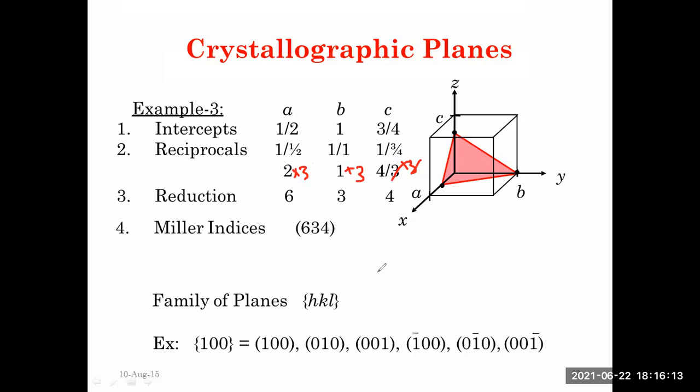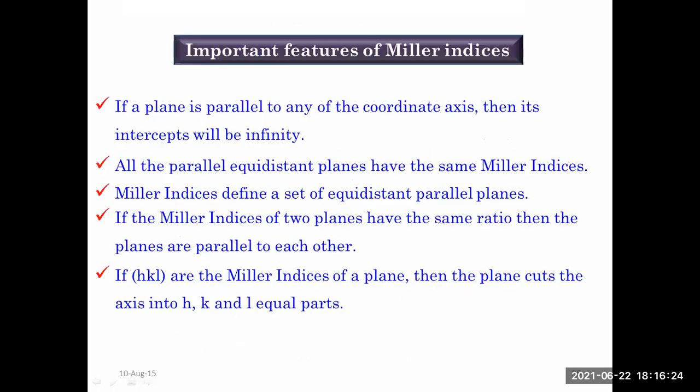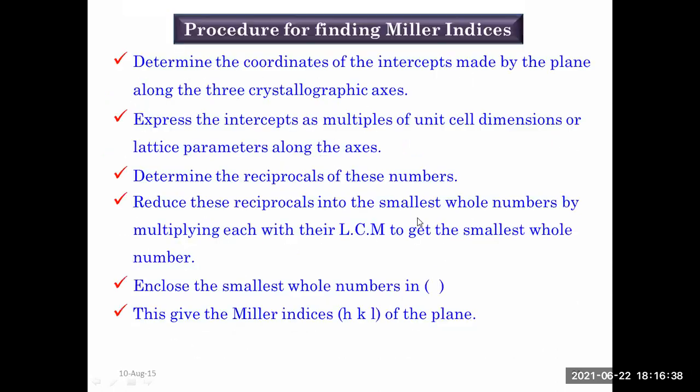So I think that you got a very clear idea regarding how to do these problems, right? Now I can just say different planes. Now, what is the important feature? The first one we have discussed. Now all the parallel equidistant planes have the same Miller indices. Miller indices define a set of equidistant parallel planes. Just now I have told you, when we see the diagram, they are equidistant, right? You can just see this is equidistant.